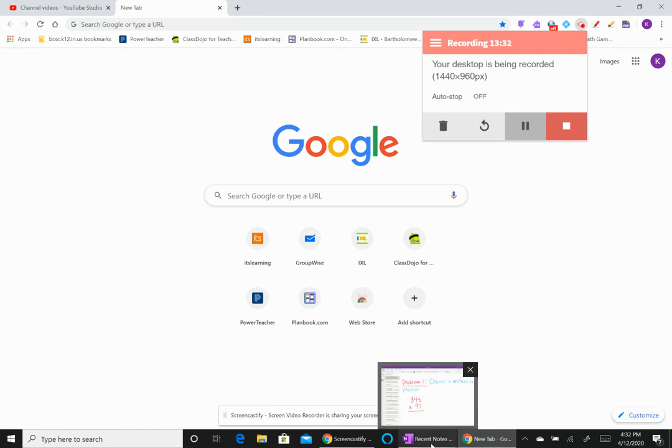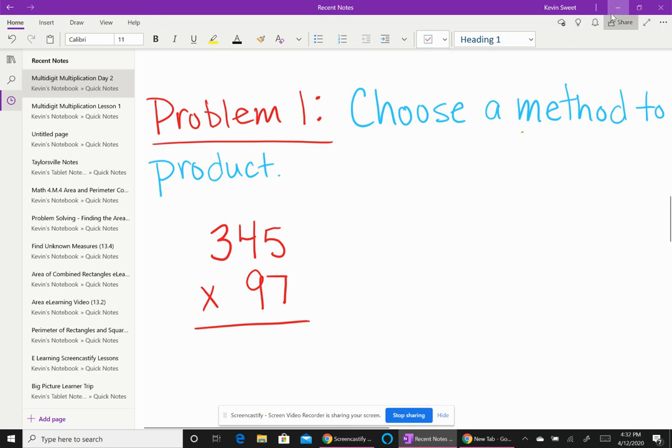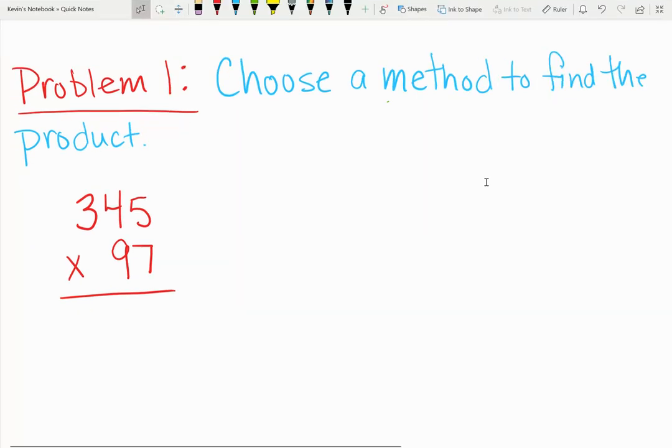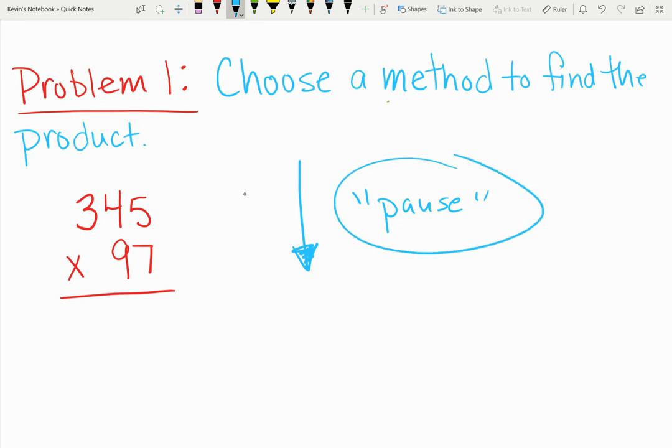Welcome back, 4th grade. We're now going to do our first problem of the day. Problem 1 is choose a method to find the product. Again, you could use regrouping or you could use the area model. So go ahead and answer your question on your own. Go ahead and pause the video now. See you guys shortly.